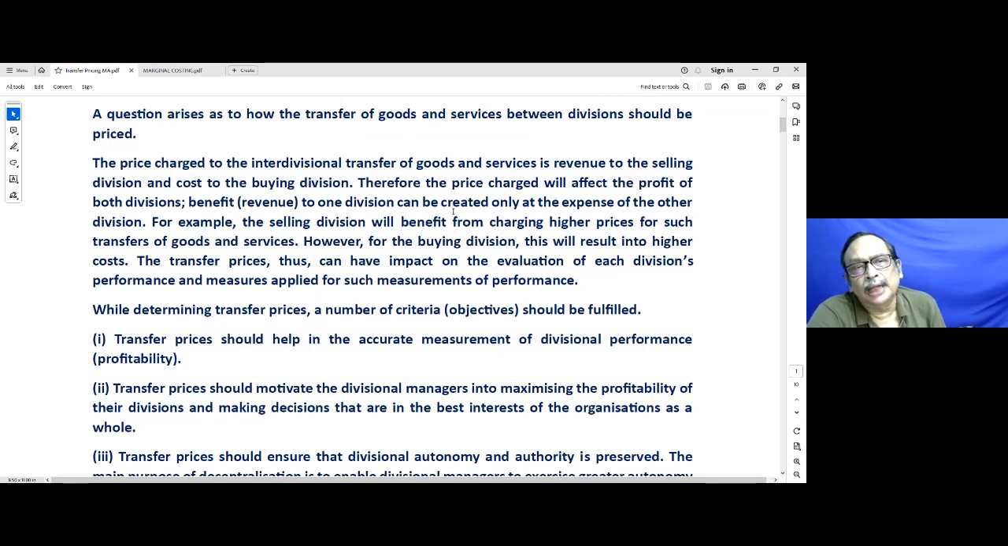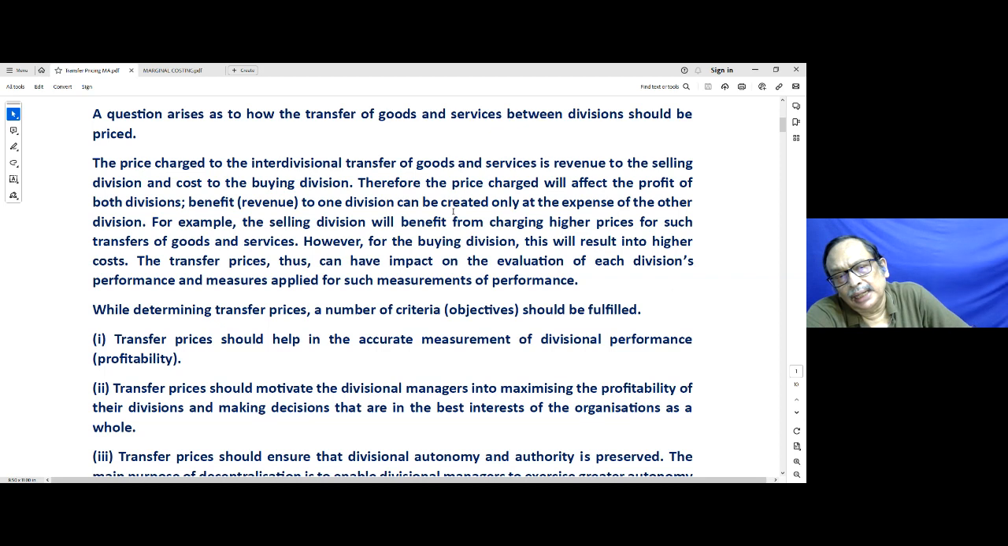Now, the price charged for the interdivisional transfer of goods and services is revenue to the selling division and cost to the buying division. Therefore, the price charged will affect the profit of both divisions. Benefit, that is revenue to one division, can be created only at the expense of the other division. For example, the selling division will benefit from charging higher prices for such transfers of goods and services. However, for the buying division, this will result in higher cost. So the transfer prices can have an impact on the evaluation of performance and the measures applied for such measurement of performance.